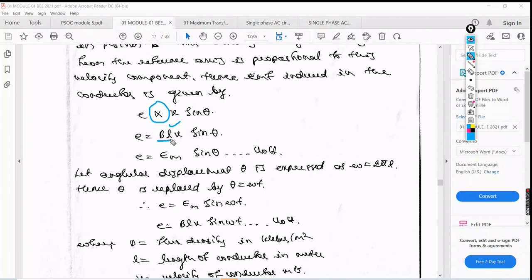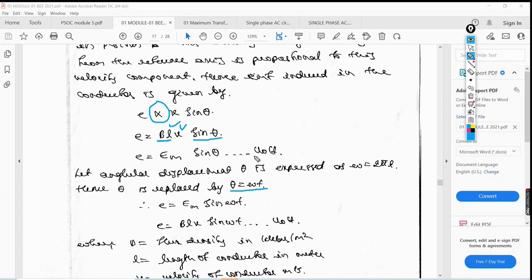Whatever variation happens will be taken into a sine of theta. Okay, that is the angular displacement that happens with respect to the conductor. That theta will be taken in terms of omega t. Omega is the angular displacement.